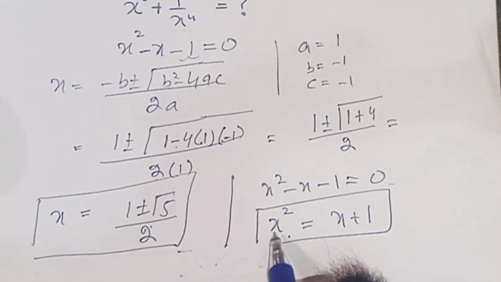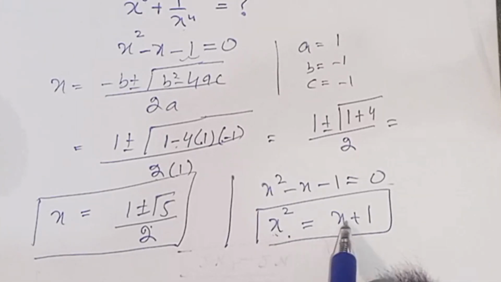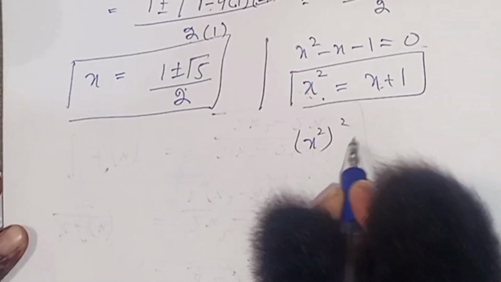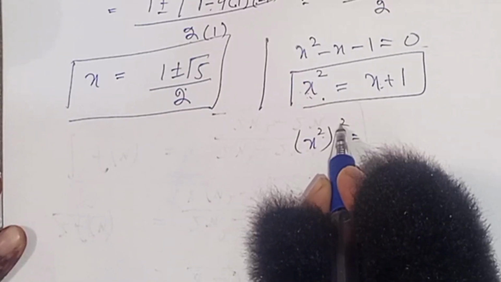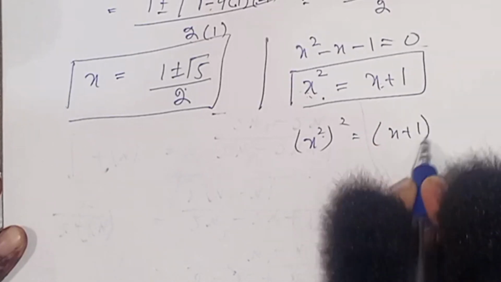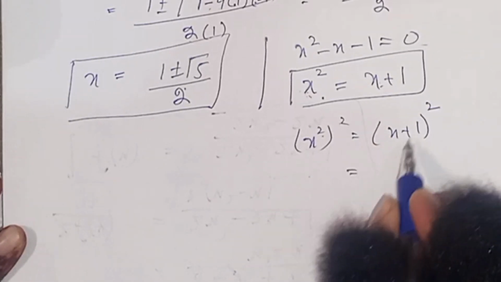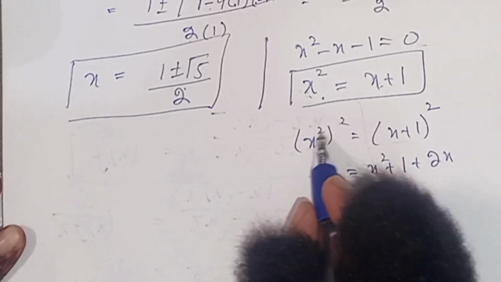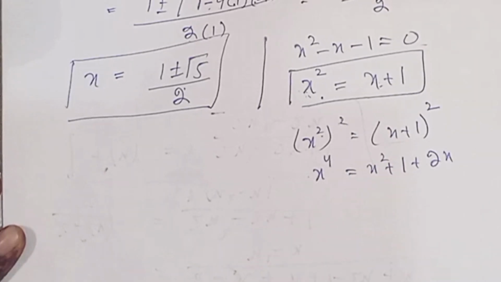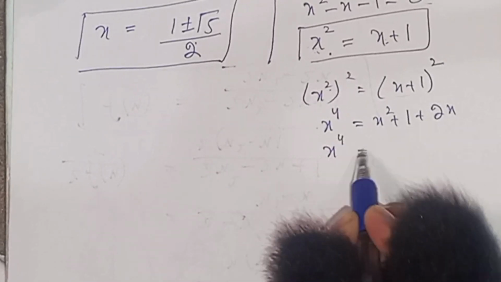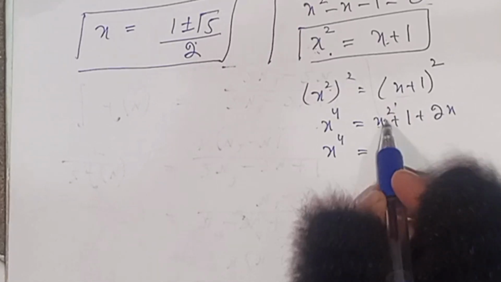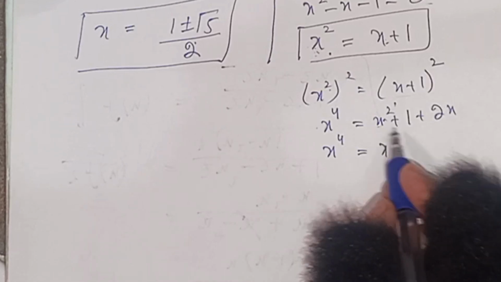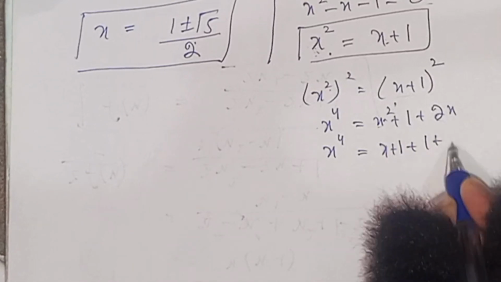Now we want to find the value of x raised to the power 4. For this, we take a square on both sides of this equation. So this will become (x²)² = (x + 1)². This is equal to x² + 1 + 2x, and the left side becomes x⁴. So this implies x⁴ = x² + 1 + 2x, and x² is equal to x + 1, so we substitute x + 1, plus 1, and plus 2x.